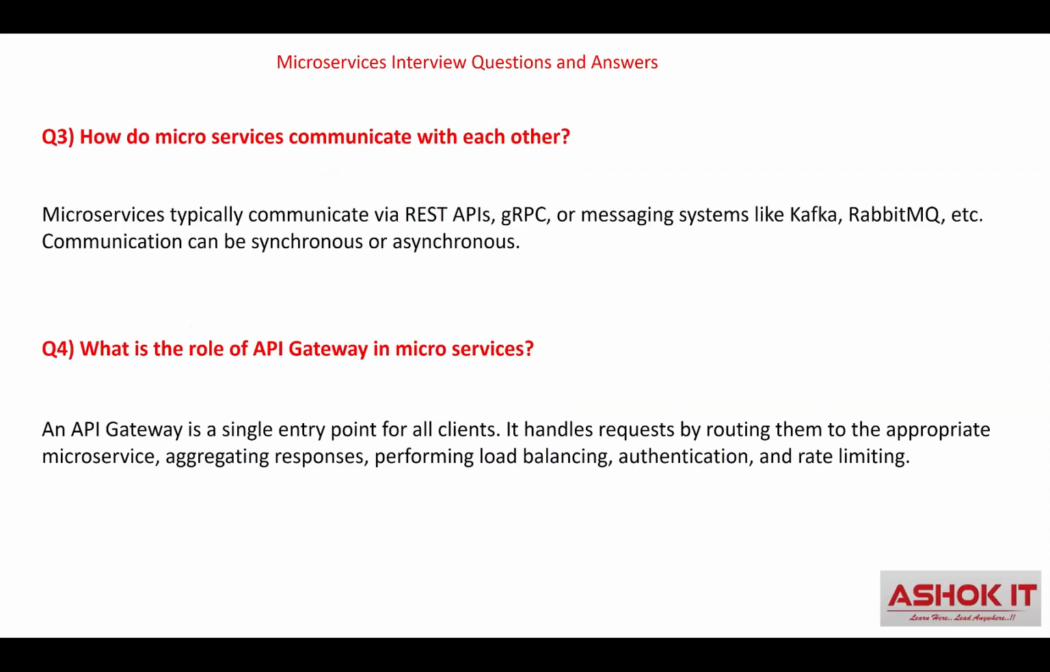Next, how do microservices communicate with each other? By default, microservices can communicate via REST APIs or RPC, remote procedure call, or via a messaging system through event-driven architecture, like Kafka, RabbitMQ, ActiveMQ, JMS, IBM queues. These are the different options here. In case of event-driven architecture or messaging system communication, it can be synchronous or asynchronous. We can achieve both types of communication, right?